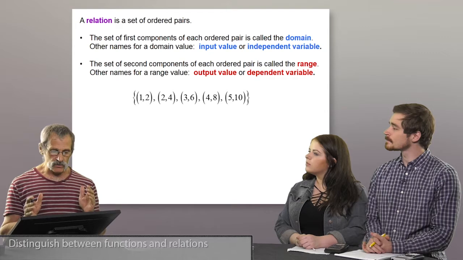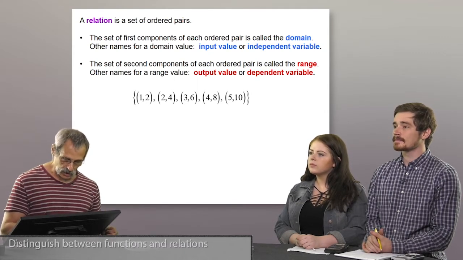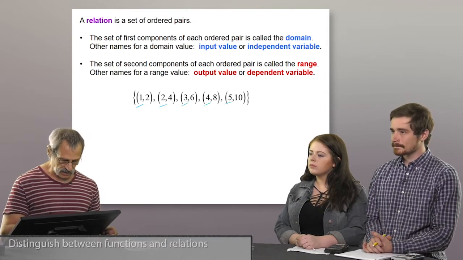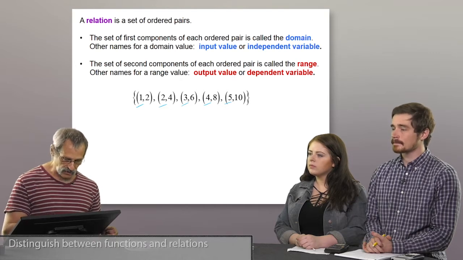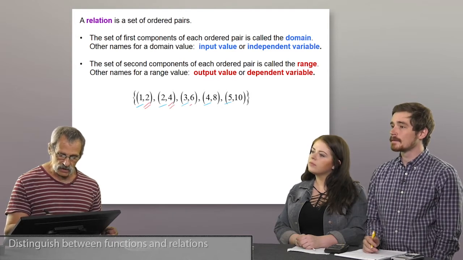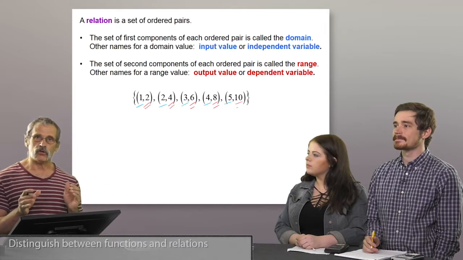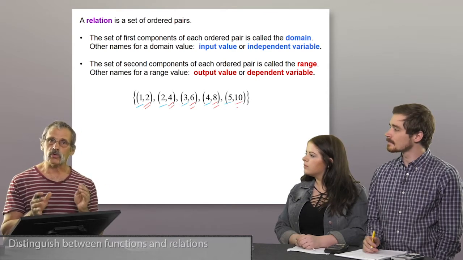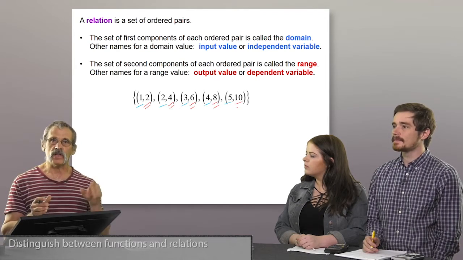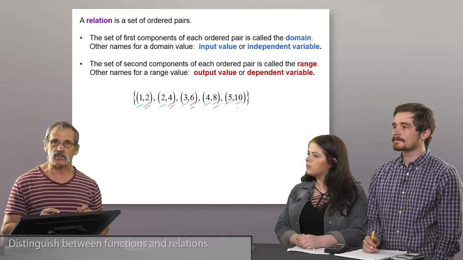So what you see in front of you is a set of 5 ordered pairs. If I look at the domain values, that would be 1, 2, 3, 4, and 5. And if I look at the output values, that would be 2, 4, 6, 8, and 10. What I want to do is determine if this relation in front of us truly is a function. To be a function, every one of the inputs has to be sent to exactly one output.